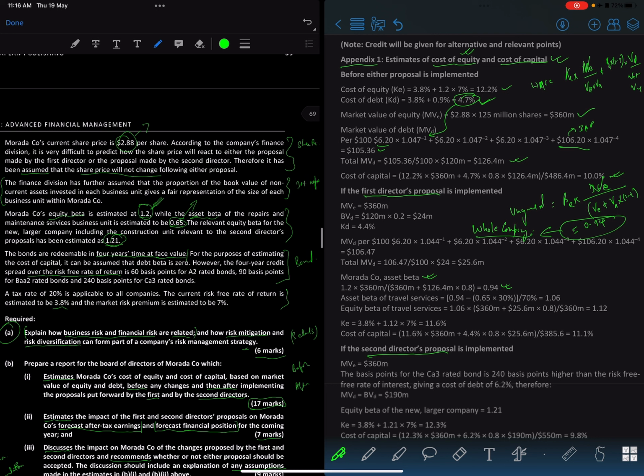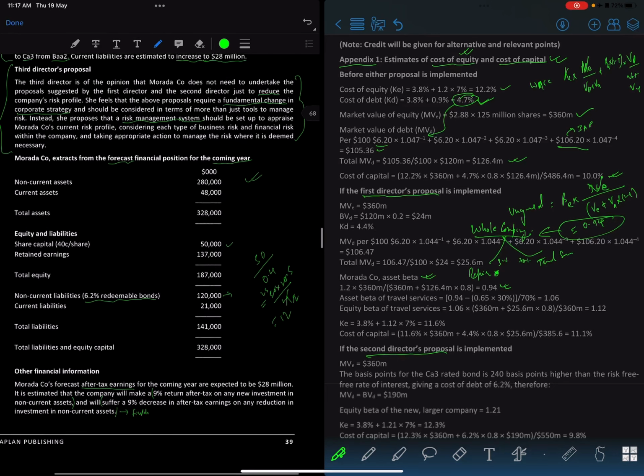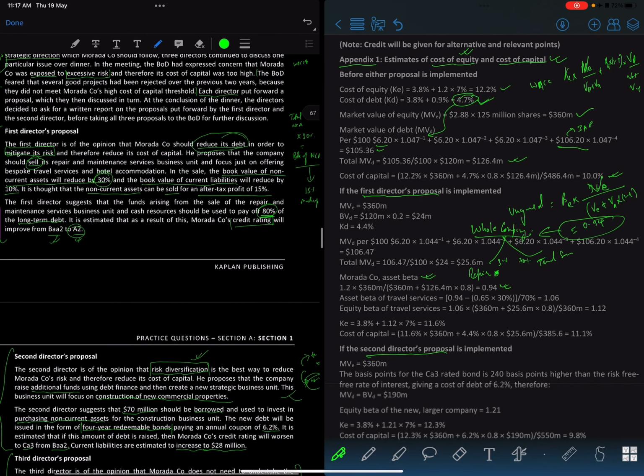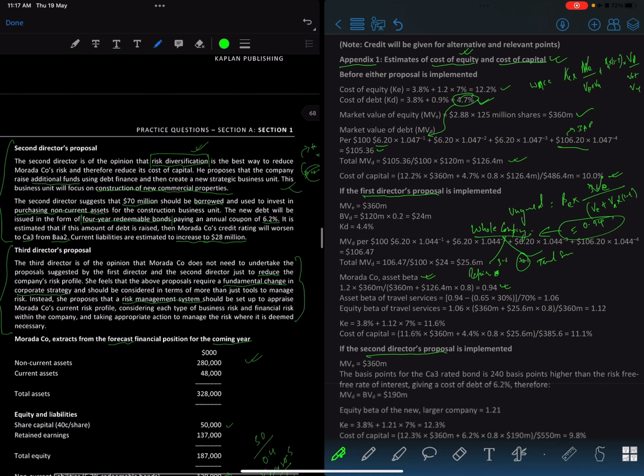right? So what does the whole company consist of? It consists of two parts. One is repair, the other is travel services, right? So how much proportion is this repair? Basic repair is 30%. This thing is 70%, isn't it? Because 30% we are selling it off, isn't it? So the book value of non-current assets will reduce by 30% when we sell repair. So that means it has only 30%. So 70% is over here, right?